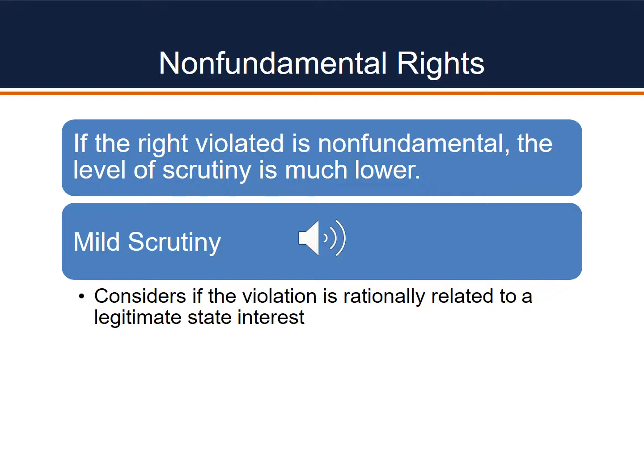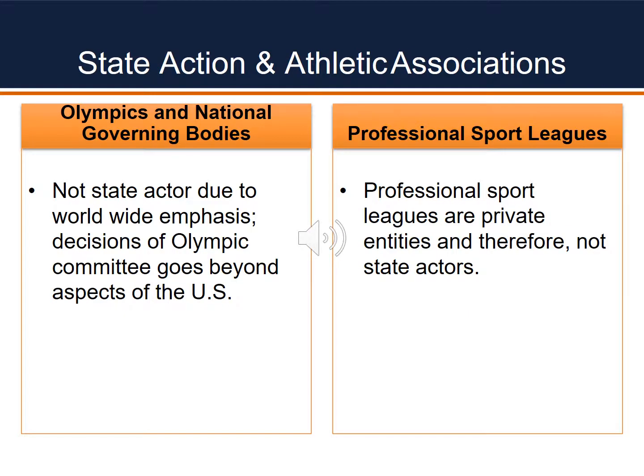Fundamental rights receive strict scrutiny. State actors must prove, under the strictest scrutiny, the reason why they indeed might have violated this constitutional right. When it's a non-fundamental right, that scrutiny is much less. It's mild. Therefore, a state actor must only show that the violation of that non-fundamental right was rationally related to a legitimate state interest. Let's work our way through some very important sport associations and consider whether or not these are state actors.